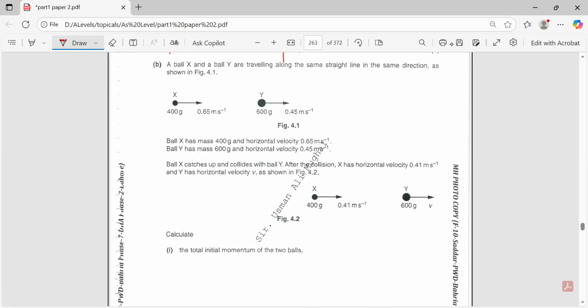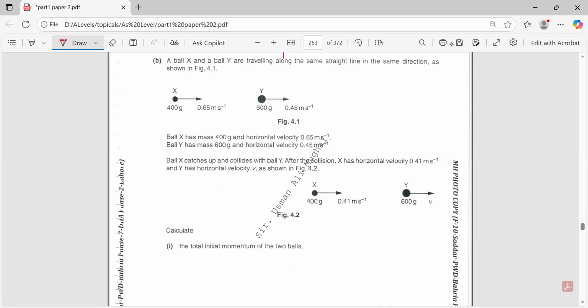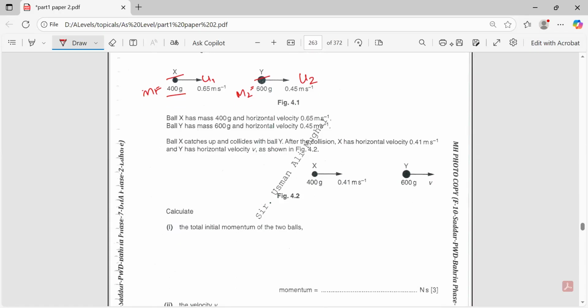So it's a pretty simple statement which we have already studied during our lessons. All right, the question says ball X and ball Y. There are two balls, one is ball X and the other one is ball Y. They are traveling along the same straight line in the same direction as shown. So one has a mass of 400 grams and the other has a mass of 600 grams. Initially, this one is moving with a velocity of 0.65, the second one is moving with a velocity of 0.45. Ball X catches up and collides. After collision, X moves with the velocity of V1, and V is to be found for the velocity of ball Y.